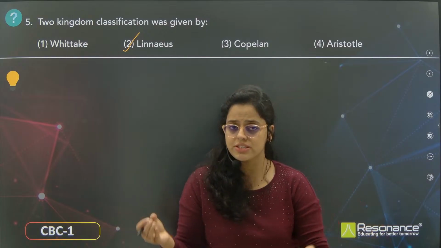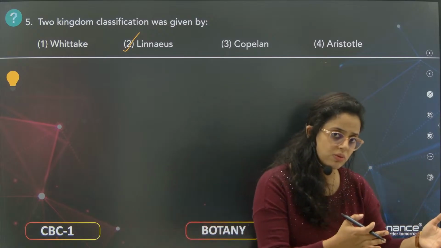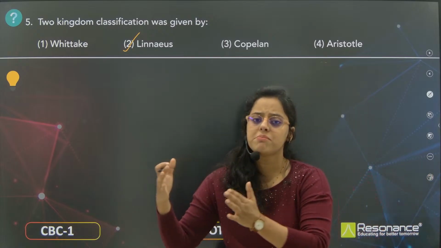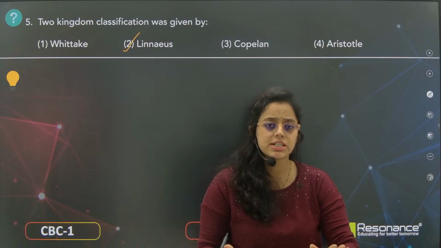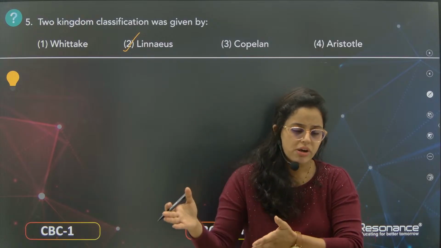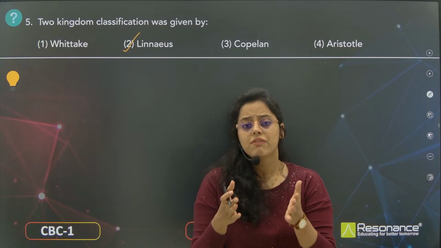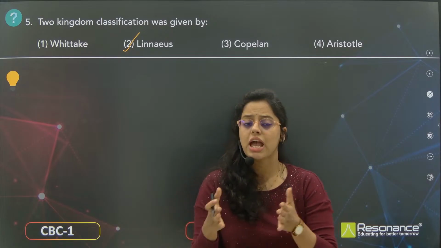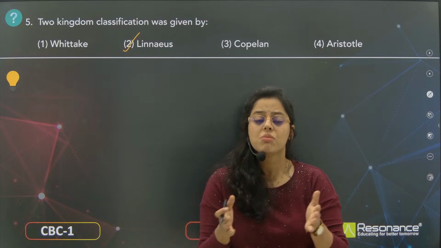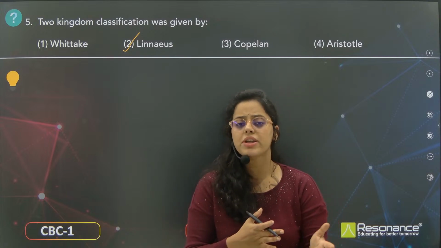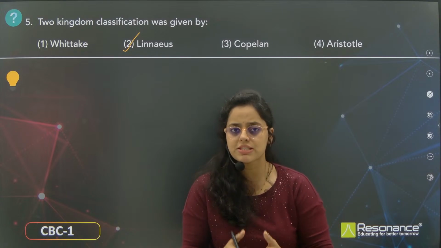Because he hasn't considered, as I have told you earlier also, unicellular and multicellular organisms. He hasn't considered body organization. He hasn't considered cell structure, that is, prokaryotic or eukaryotic. He hasn't considered reproduction or mode of nutrition. All these points were not considered in this two kingdom classification.